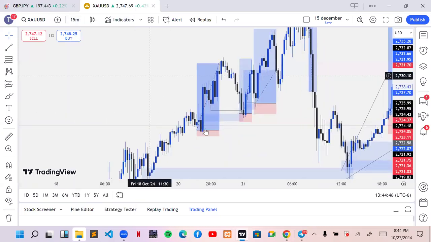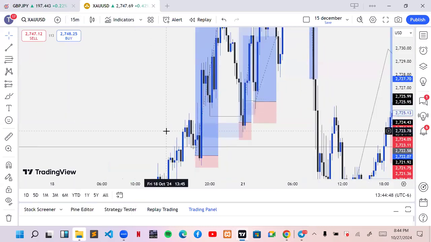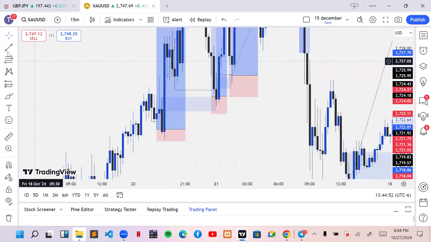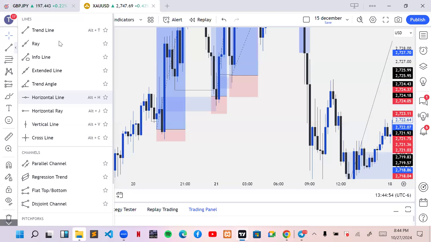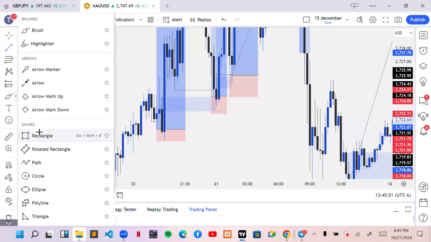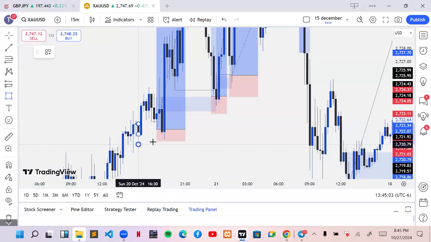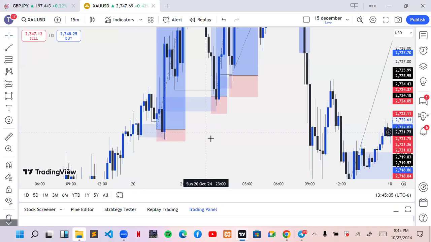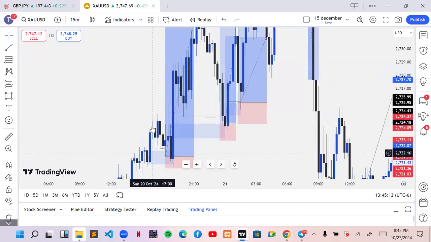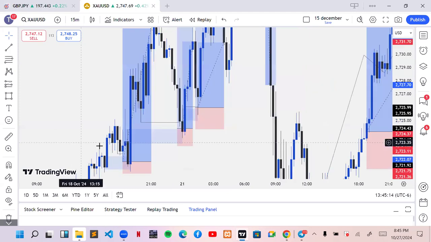So the first setup was very simple. I saw this break of structure here, so I marked this out as my inducement right here. Well, I marked it down from here, and I just simply used this order block here to get into the trade. What pushed the market down here was simply news, but my stop loss did not get hit. That was how I was able to get the first entry: just break of structure, inducement, and this order block right here.